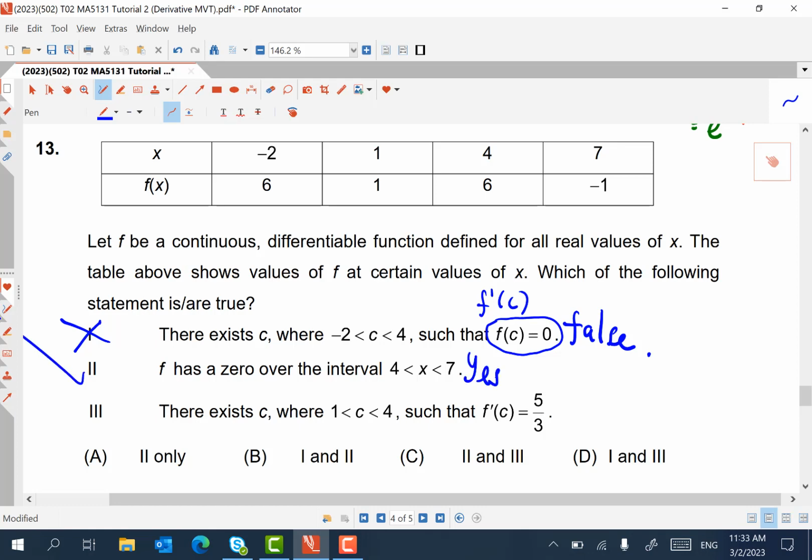Rayson again. Yep. Yes, so, and what theorem do you use? No, MVT. The MVT says that there will be a gradient which is equal to the gradient of the straight line between the 2 points. Sure.